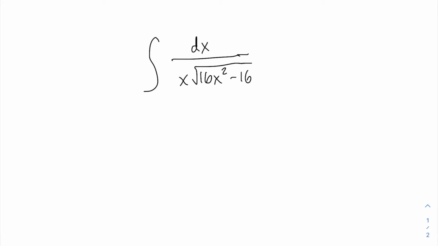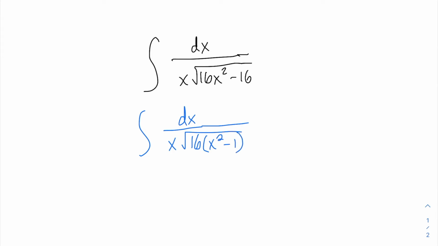And if you haven't yet memorized those, then that's something you should be memorizing, because those are going to come up for these kinds of questions. But first things first, to make it look right, let's see if we could factor out the 16. And so this is the equivalent of saying the integral of dx over x times the square root of 16 times x squared minus 1 when we factor it out.